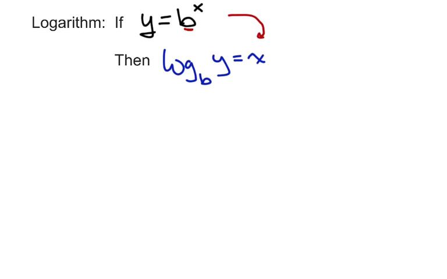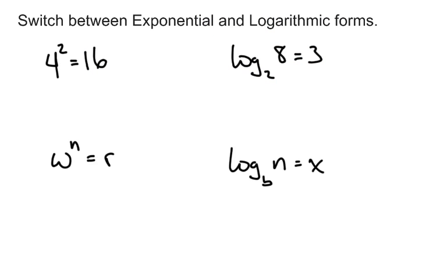Notice that the base of the exponent and the base of the log are the same. For the exponent it was b to the x; for the log, it's log base b of y. So they keep the same base but switch the other two around. So let's just practice switching between exponential and logarithmic forms.